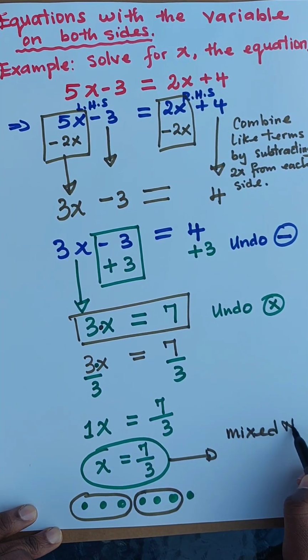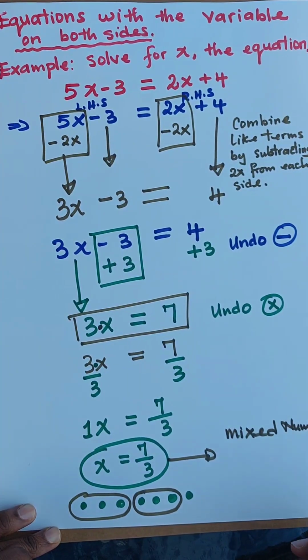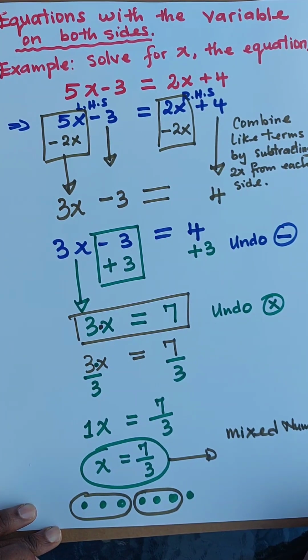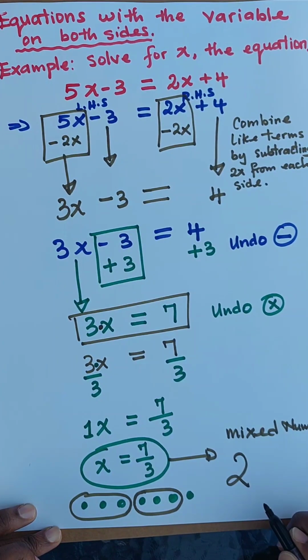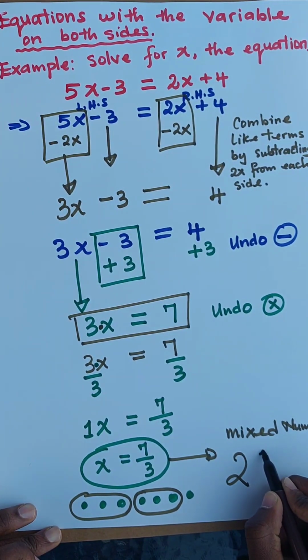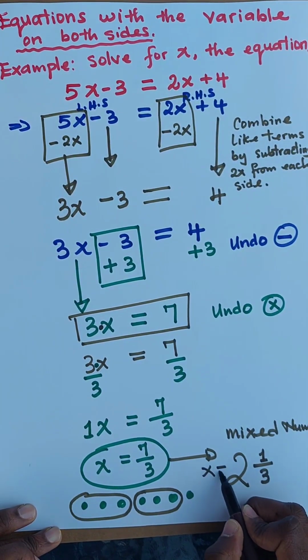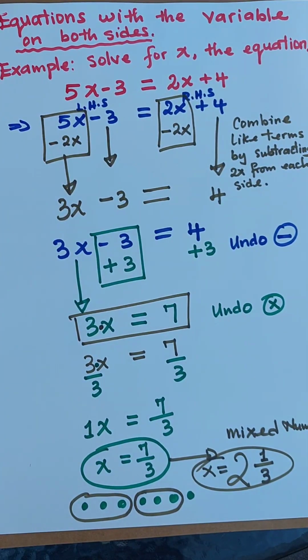Mixed number. So after we make the groups by division, we make the groups of 3. Why groups of 3? Because the denominator or the divisor is 3. So how many groups of 3 do we have there? 2 groups of 3. And then this one that is left becomes a fraction of the divisor of 3. So x is also equal to 2 and 1/3 if you wrote it as a mixed number.